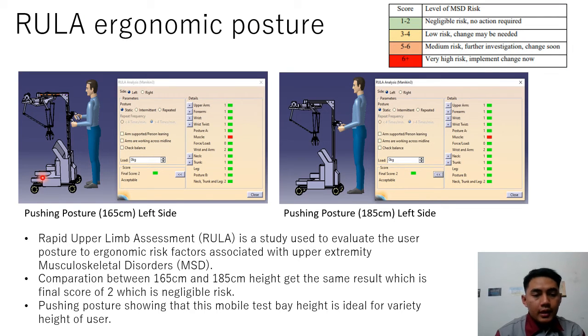This is the rapid upper limb assessment, or RULA. This is to evaluate the user posture and ergonomic risk factors. I compared between 165 cm and 185 cm height of a man and got the same result, which is 2. The final score is 2, which is the level of risk, negligible risk, and no action required.